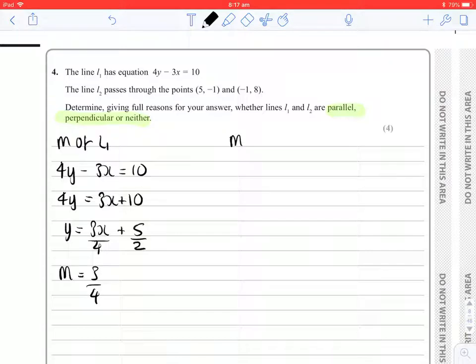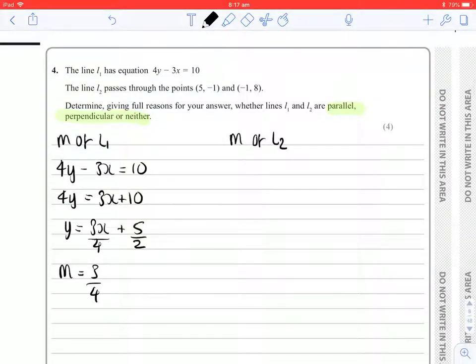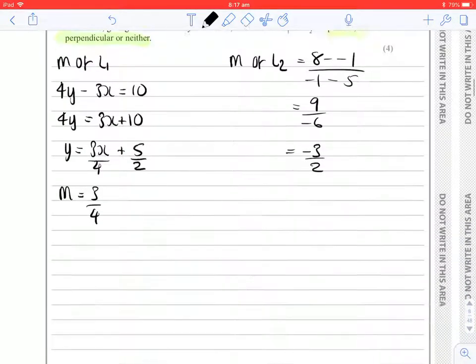Then what we're going to do is look at the gradient of L2 and compare the two values. So the gradient of L2 is going to be the change in y over the change in x. So we've got 8 there, we've got minus 1 there, so 8 minus minus 1 is 9, and then minus 1 minus 5 is minus 6. So this is minus 3 over 2.